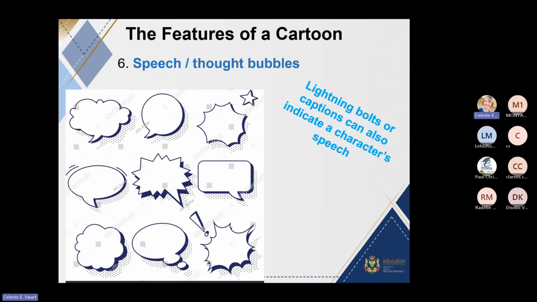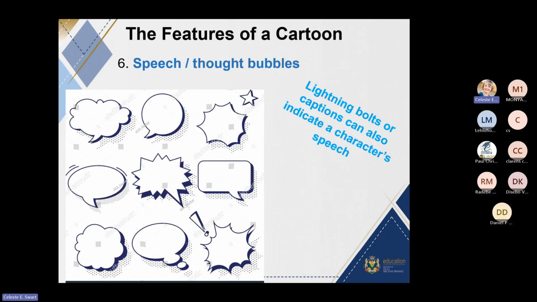But then we also find that sometimes there are lightning bolts. The lightning bolt is just this little line to show when someone is speaking. It can also be a caption below a cartoon that shows you that someone's speaking. And it's usually very obvious who is speaking in a situation like that.